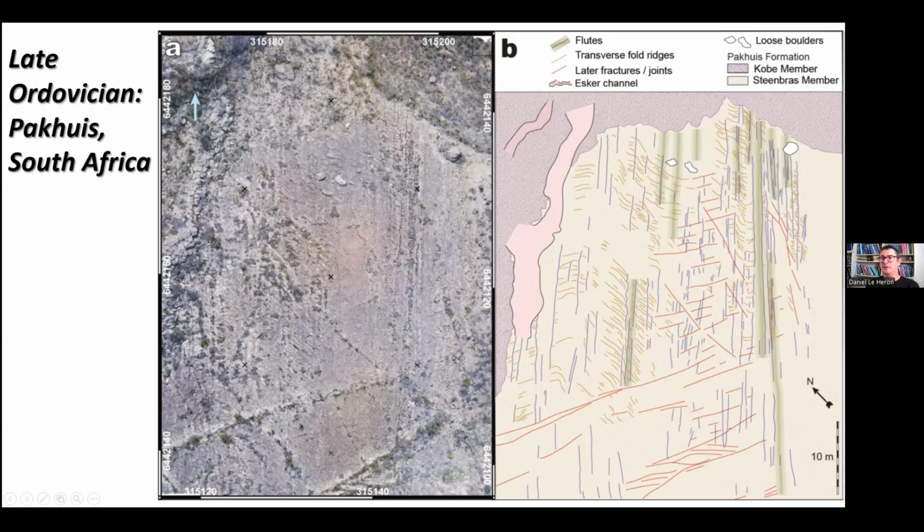Let's look at the view of these rocks on the ground in a minute. But before I do that, I wanted to point out, before I forget, we've got two units here, the Steenbras member in yellow and the Kobe member in pink. The Kobe member is sitting on top of the Steenbras member that contains all of these wonderful structures. Okay, so I'll focus on this relationship as my first point in the next slide.